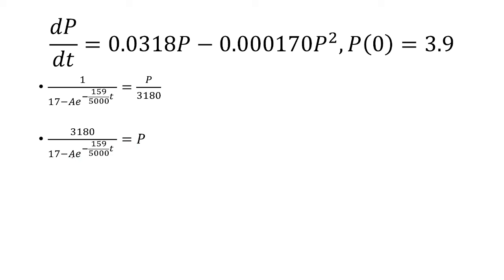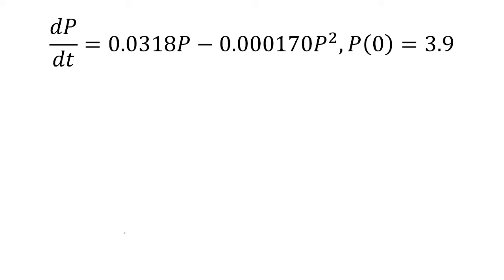Now the only issue is I don't know what a is, so I have to use the initial condition that p of 0 is 3.9. So now we have 3.9 is equal to 3180 over 17 minus a, because if I plug in t equals 0, this is basically e to the 0, which is 1. Okay. Now, I skipped some steps here, and I said that a is negative 10,379 over 13. So now I can add a back into the equation, and so I have my equation for p.